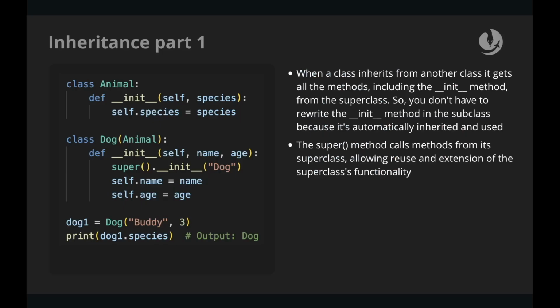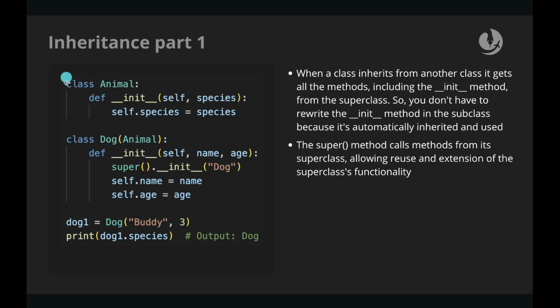Now let's talk about inheritance, which is the first pillar of object-oriented programming. So whenever a class inherits from another class, it gets all the methods, including the constructor init method, from the superclass. If we take a look at our example, the superclass is the animal and the class inheriting from the animal is the dog. So if we want to inherit from a different class, we need to create the class, give it a name, open up the parentheses, and pass in the class name from which we want to inherit.